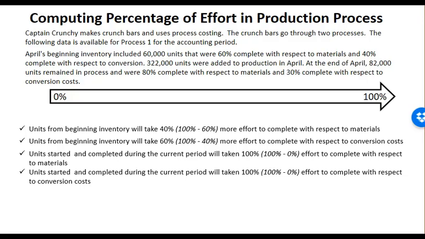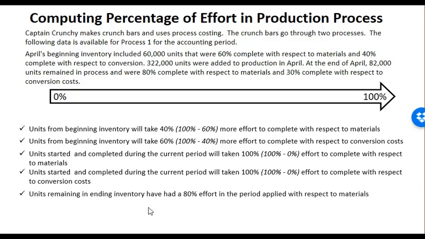So anything that started and completed in the same period means you put 100% of effort into it. Now we have to be concerned about the amount of effort that has been expended on our units that are remaining in ending inventory. So units remaining in ending inventory, we're told that they were 80% complete with respect to materials and 30% complete with respect to conversion costs.